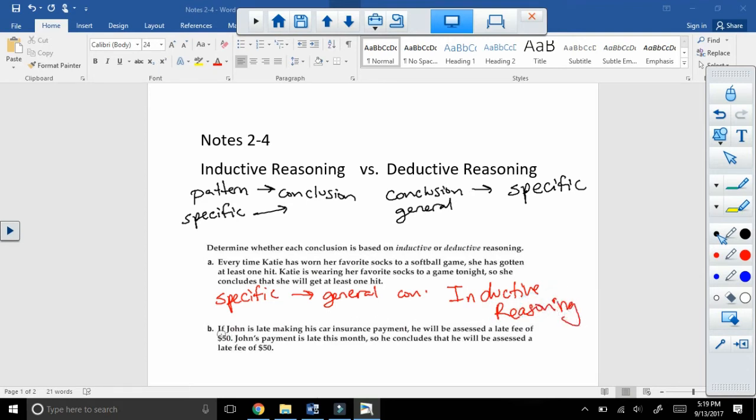And then for this next one, it says, if John is late making a car payment, he will be assessed a late fee of $50. John's payment is late this month, so he concludes that he will be assessed a late fee of $50. So here is the rule. If he makes the payment late, he'll be assessed the fee. So we're starting with the rule, and then what we're doing is we're applying it to his specific situation. So we're applying it to John's situation. Deductive reasoning.